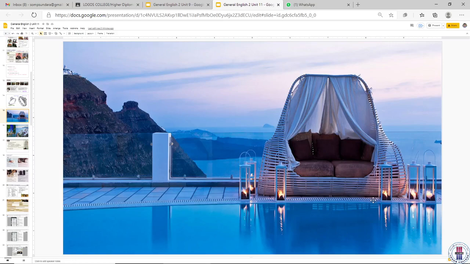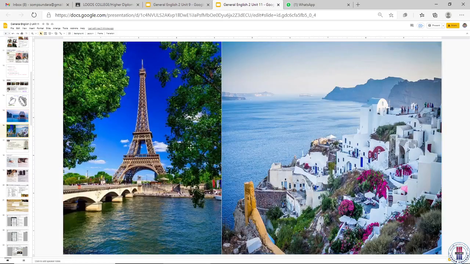You travel together and you go sightseeing. Maybe this is somewhere in Greece, I don't know where this is. A lot of people like to go to Paris. This is a city called Santorini, and this is in Greece. A lot of people like to go on a honeymoon here, because it's so pretty and beautiful and romantic.